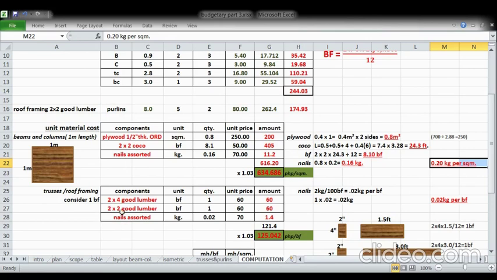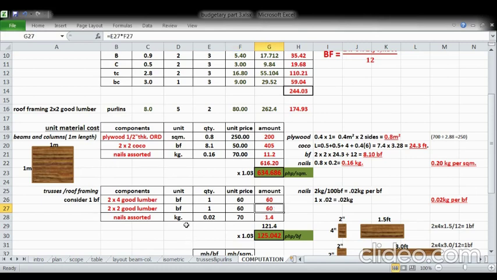Okay, so let's go now to roof framing, for 2x4 good lumber. It is board foot, so considering 1 board foot, the unit price is 60 pesos per board foot. So just multiply 1 times 60, it is 60. So for 2x2 good lumber, the unit is board foot, and 1 board foot is 60 pesos.